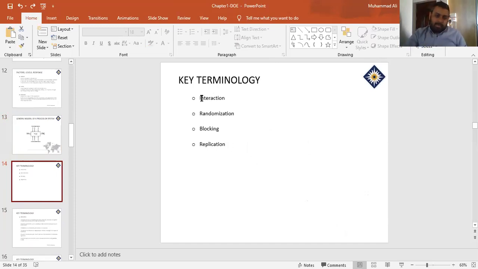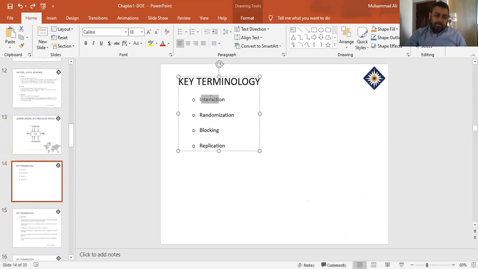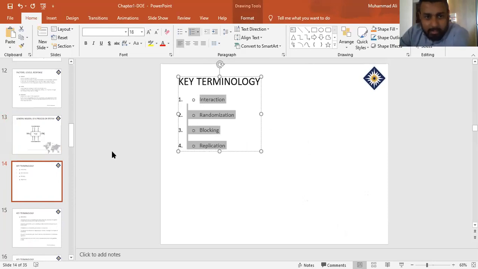Some of them are these ones. For example, we look for interactions, we look for randomization, and we look for blocking, and we look for replication. Okay. So far, any questions for the design of experiments?